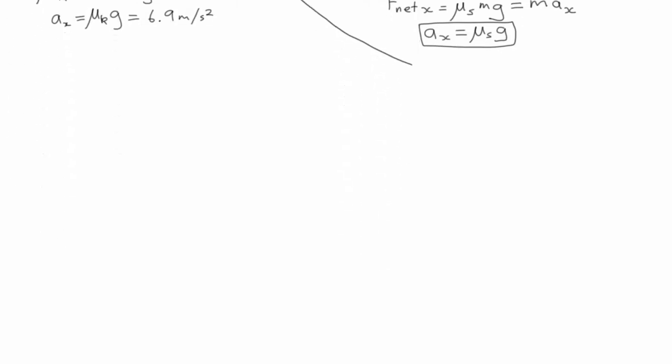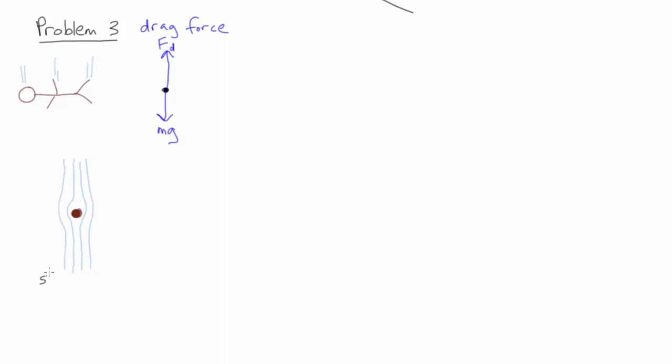For the third problem, we're going to consider a skydiver falling out of an aeroplane. First we draw a free body diagram. We have gravity acting downwards and the drag force acting upwards. The drag force is a type of friction due to a fluid, in this case air, moving around an object. Unlike friction between solid objects, drag depends on the object's speed. This is something that you would have experienced.